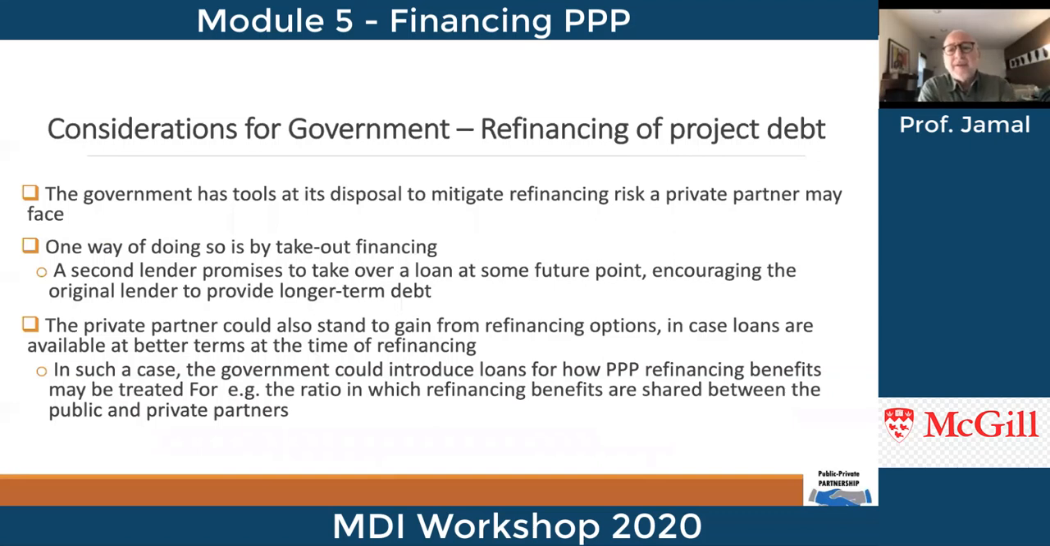Now, refinancing of the debt project. The government has tools at its disposal to mitigate refinancing risk a private partner may face. One way of doing so is take-out financing, where a second lender promises to take over a loan at some time in the future, encouraging the original lender to provide long-term debt.